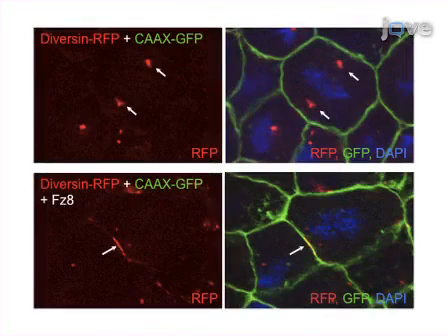As an example, we demonstrate that diversin is recruited from the centrosome to the cell membrane by the frizzled-8 receptor. This method allows researchers to visualize subcellular localization of signaling proteins in vivo using Xenopus embryos.